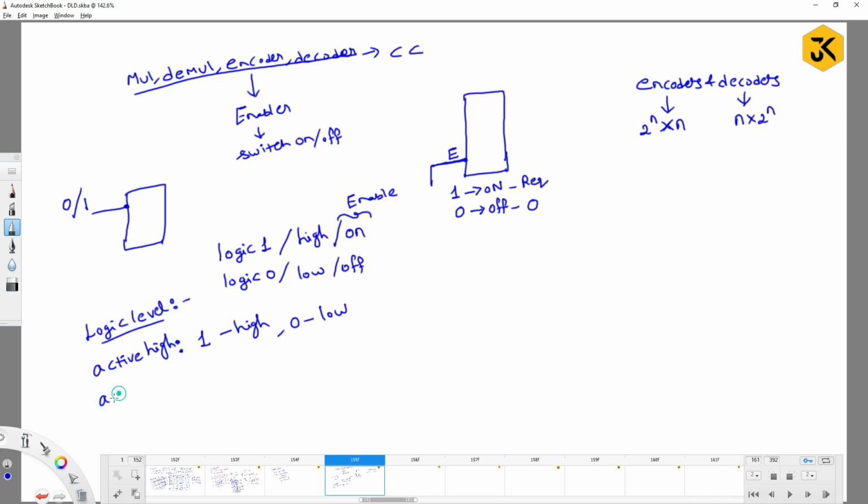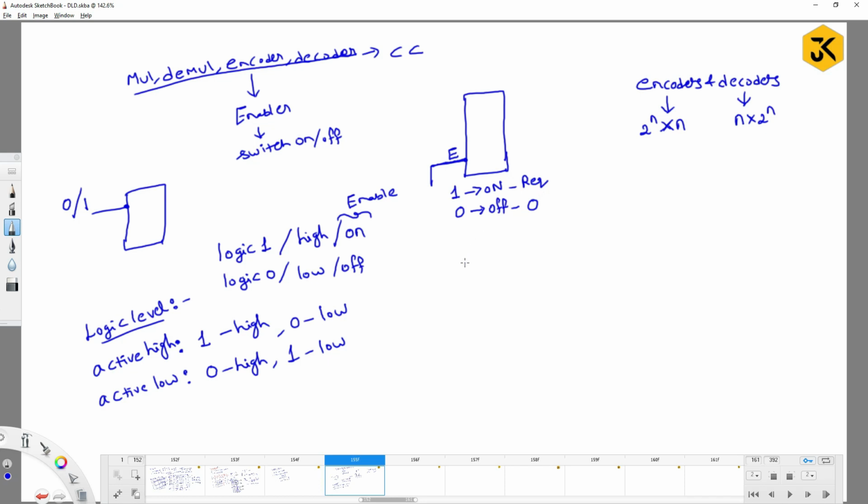Similarly, another possibility is active low, which means that 0 will act as high input and 1 will act as low input. I hope now you understood, right?